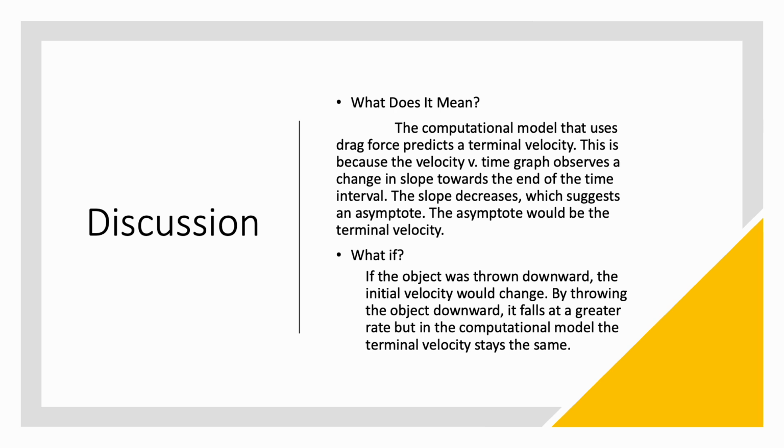And what if we threw the object instead of dropping it from rest? So that would change the initial velocity. And by throwing the object downward, it's going to fall at a greater rate. But the computational model will show that the terminal velocity stays the same. And you can see that by just changing the initial conditions in your GlowScript code. And that's basically going to change everything for you. It's just going to show that it's going to reach your terminal velocity at an earlier time, but it's still going to be the same terminal velocity as in the first part of the discussion question.